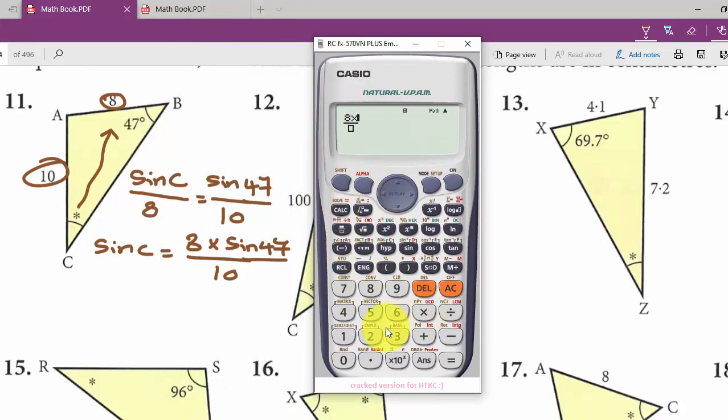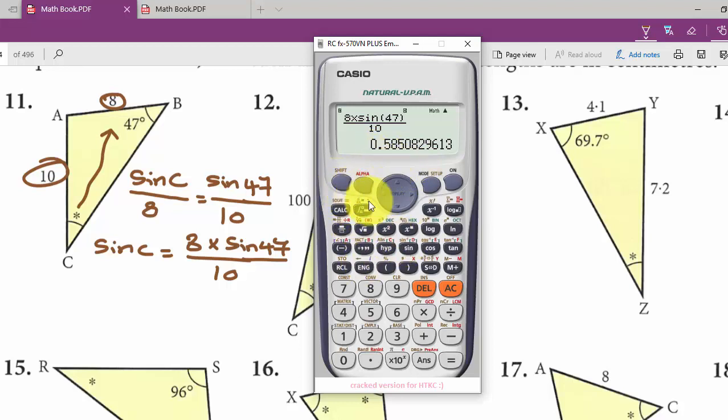Eight times sine of 47 was the bracket, and the denominator is 10. 8 times sine of 47 over 10. It's correct. It's 0.5850. Then how can we use this number to get the angle C? So as you know, when we know the result of the sine, but we don't know the angle, we need to use sine inverse.